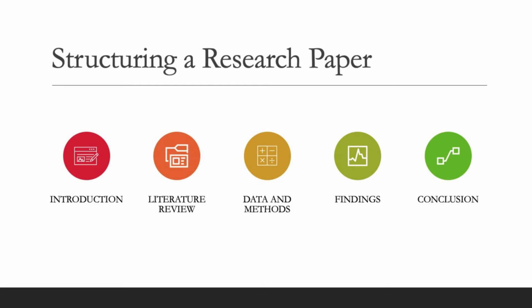All right. The last thing that I want to talk about is how to structure a research paper. Everyone's research paper will consist of 5 distinct section headings. You've got the introduction, a review of the literature, description of the data and the methods that were used in the paper, a presentation of your findings, and then finally, a conclusion.